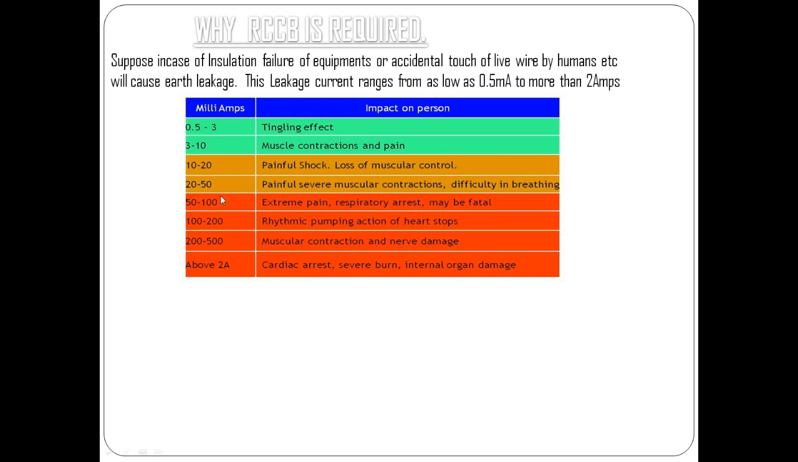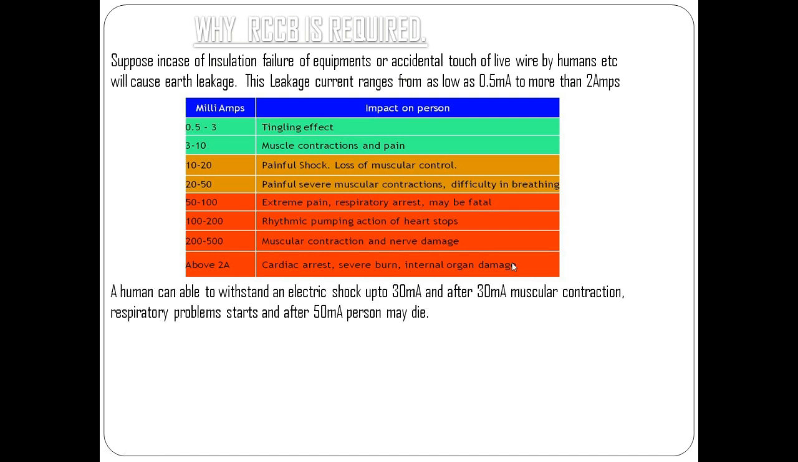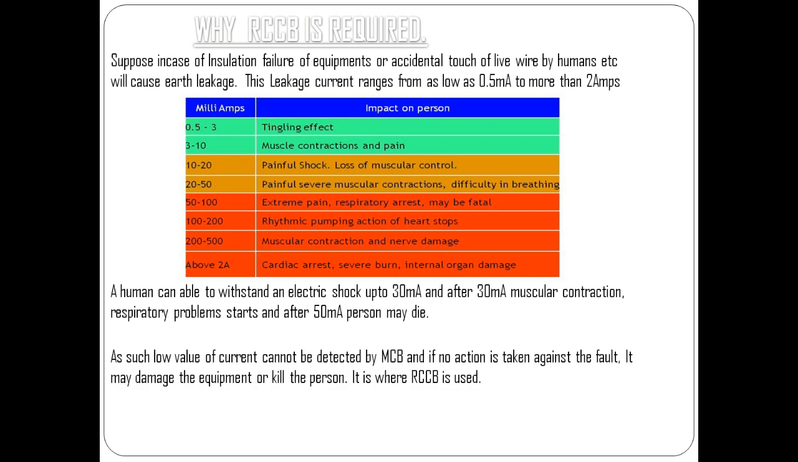So humans are able to withstand electric shock up to 30 milliamps, and after 30 milliamps muscular contraction and respiratory problems start, and after 50 milliamps there are more chances that the person may die. This low amount of current in the range of milliamps cannot be detected by the MCB, and if no action is taken against the fault, it may either damage the equipment or kill the person or both. It is where RCCB is used.